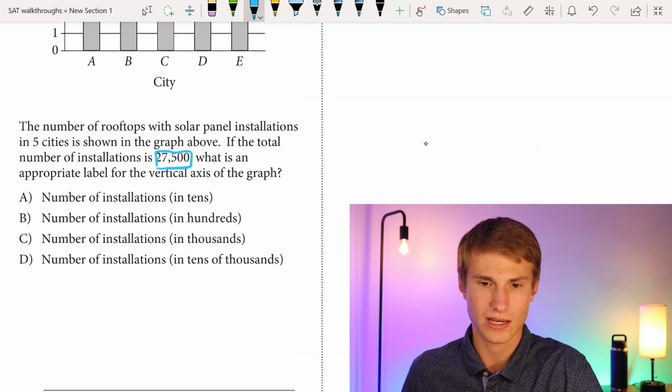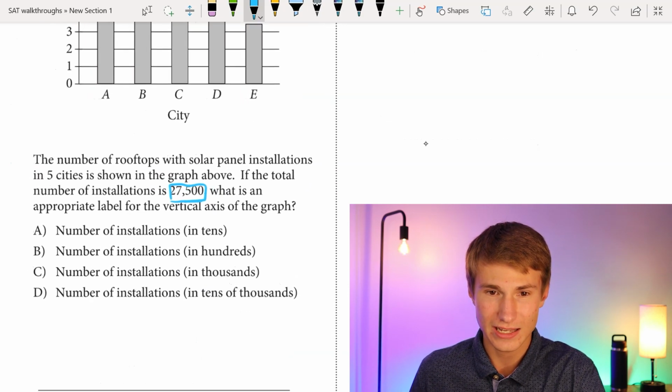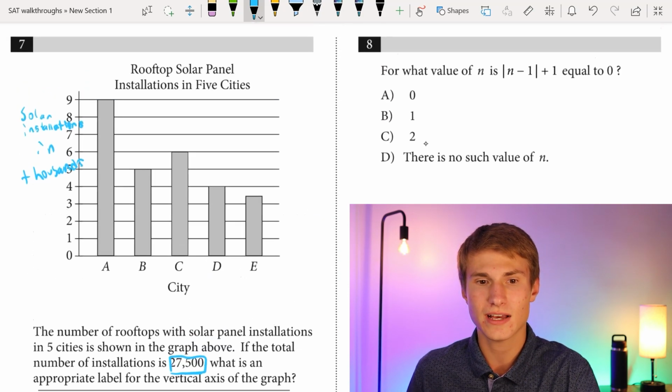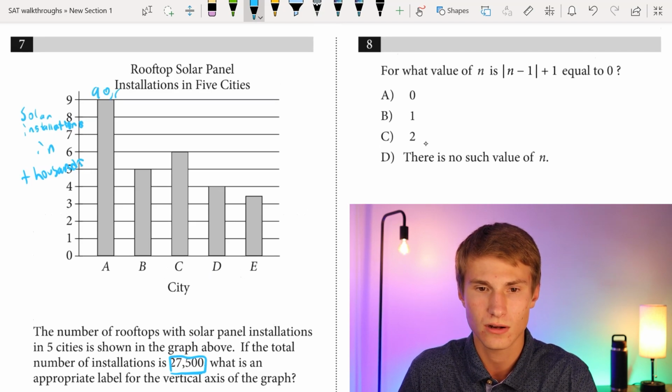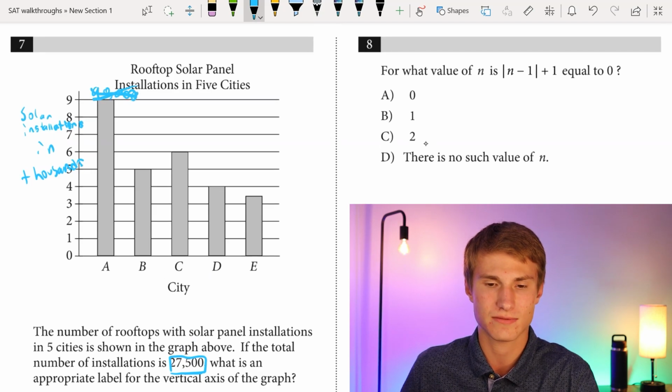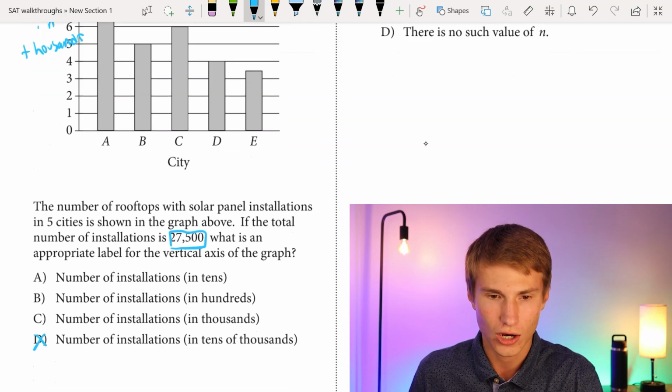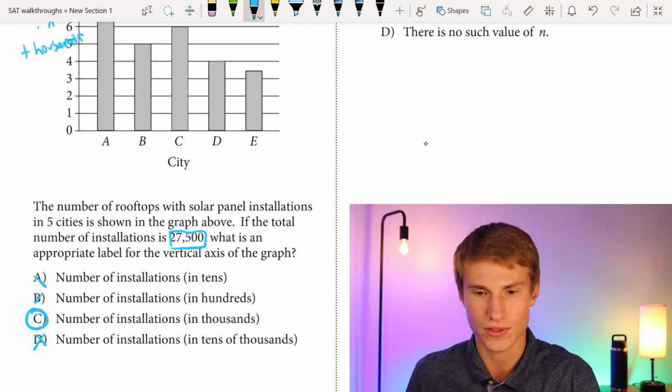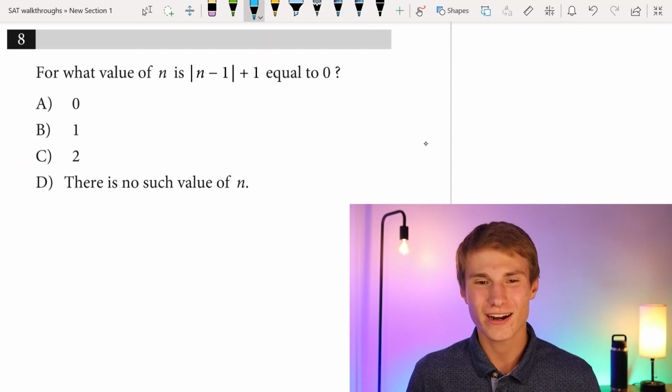Solar installations in thousands. Okay, it's not going to be in tens of thousands, because if it was tens of thousands, then we'd have already 90,000 from our first one. So it can't be tens of thousands. It's got to be just thousands. Hundreds would be too low, and tens would also be too low. Therefore, our answer's got to be C for number 7. All right, let's move on to number 8.